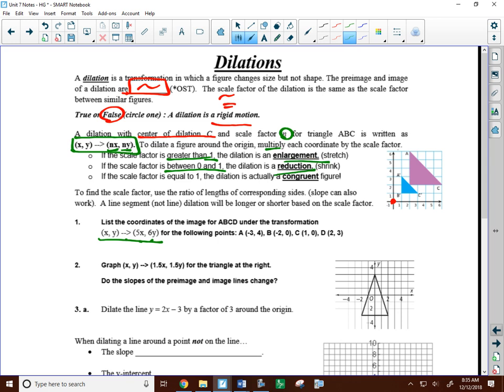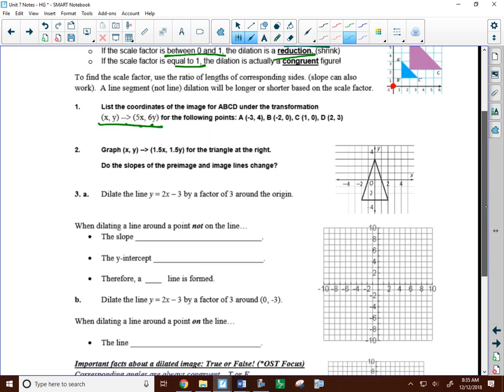Remember, between similar figures, you could always go both directions. For this one, you're always going to start with the pre-image, go to the image. So there will only be one direction to go. This is interesting. I don't often ask this, but sometimes. If the scale factor is 1, nothing changes. It's actually a congruent shape.